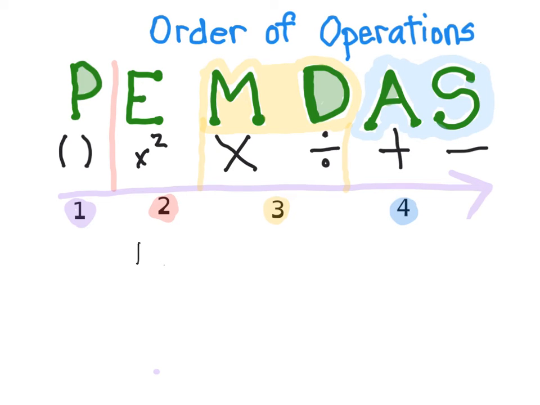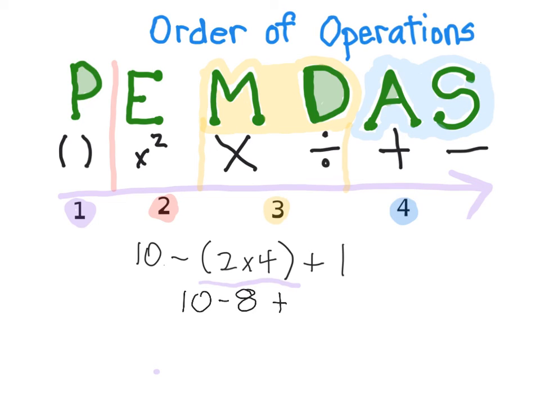Let's try 10 minus, open parentheses, 2 times 4, close parentheses, plus 1. I know it seems like there's a lot of numbers in this expression, but if we take it bit by bit using PEMDAS rules, it's really quite easy. First, we evaluate the factors in the parentheses and then bring down the other numbers in our expression.